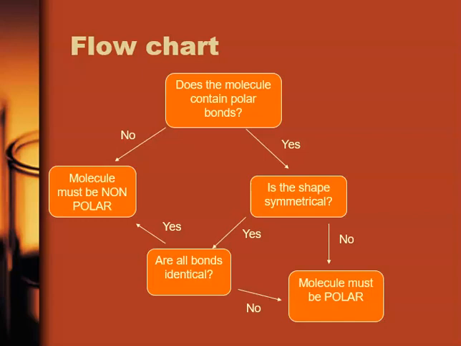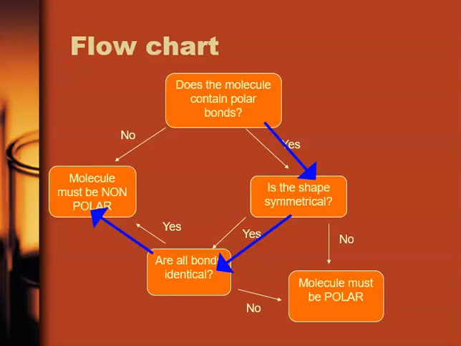Does it contain polar bonds? Well, yes. Phosphorus-chlorine bonds are polar. Is the shape symmetrical? Yes, it is. Trigonal bipyramid is a symmetrical shape. All the bonds are evenly distributed around that central atom. Are all the bonds identical? Yes, they are, because we've got phosphorus-chlorine bonds. All 5 of them are the same. Therefore, my molecule is non-polar.